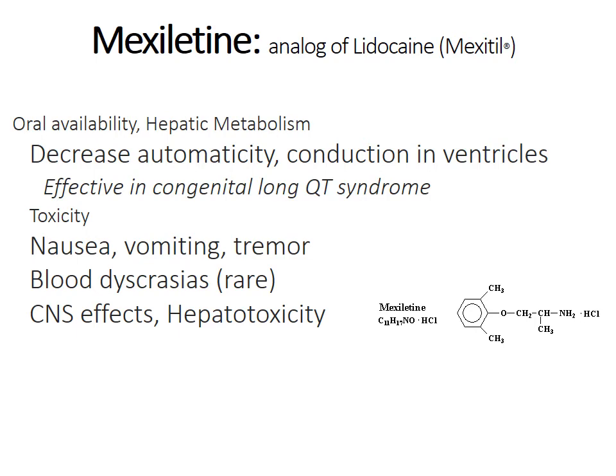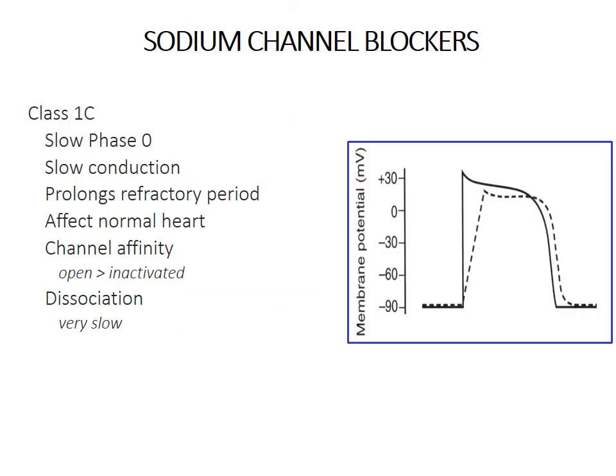So those are the two class 1B sodium channel blockers, and then finally we have the 1C sodium channel blockers. These are going to be slowing phase 0, slowing conduction, and prolonging that refractory period, and this will affect normal heart tissue. And here you're going to see that it's also going to be affecting the open channels more so than the inactivated channels, and its dissociation is going to be very slow.